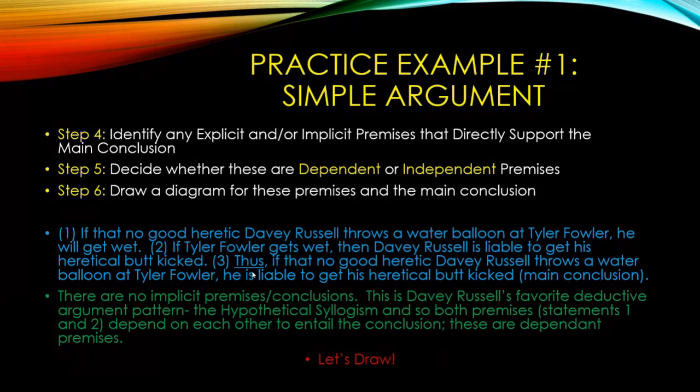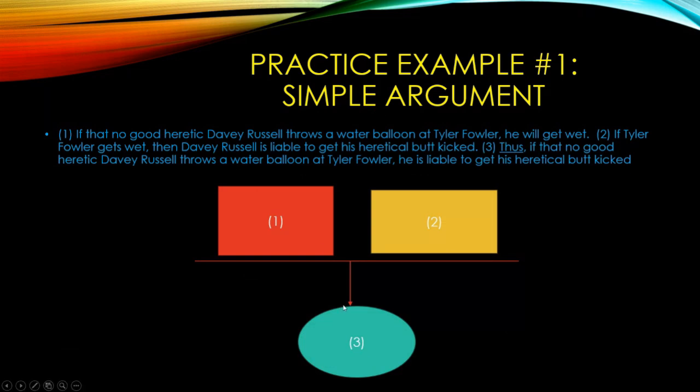Okay, great. So the next step, step 6, let's draw the main argument. So here's the argument. Statement 3 is the main conclusion, right? That's represented by a circle. The arrow is the logical inference, so that's inferred from squares or premises. 1: if that no good heretic Davy Russell throws a water balloon at Tyler, then he'll get wet. That's a premise, a square. Here's statement 2, another premise: if Tyler gets wet, then Davy Russell's liable to get his heretical little butt kicked.